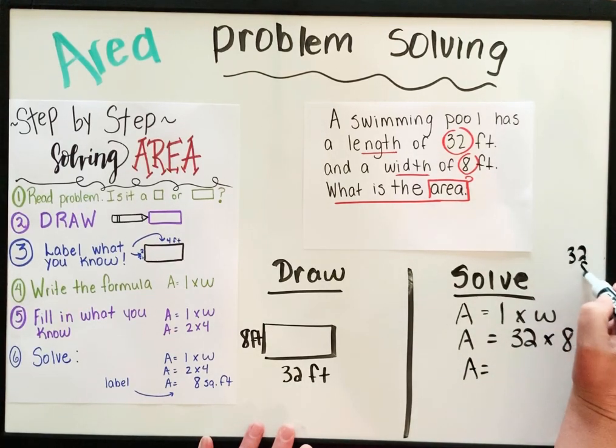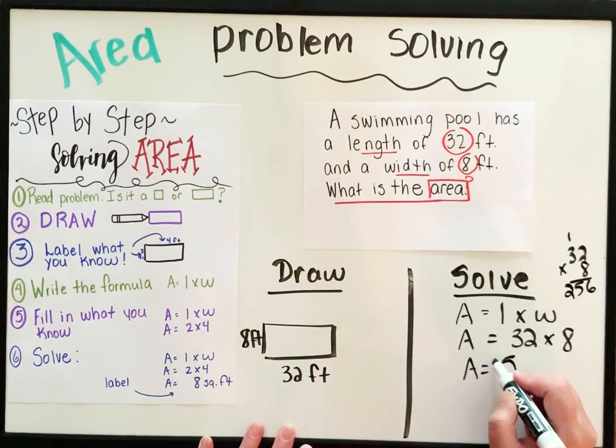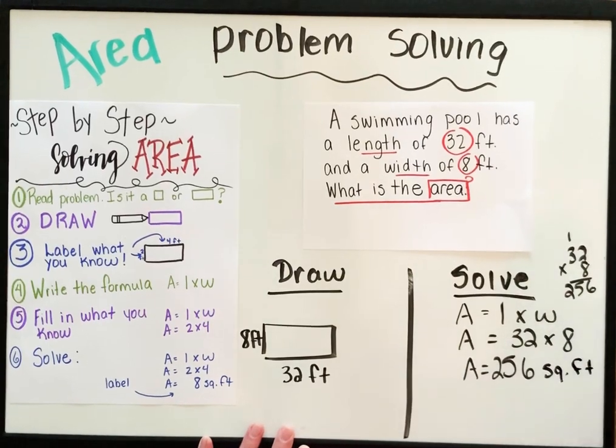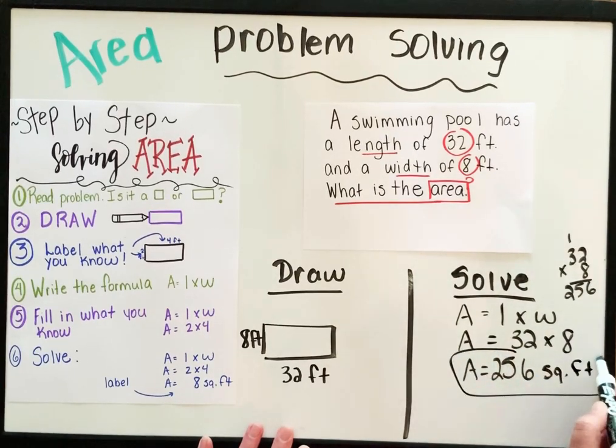So 32 times 8. 8 times 2 is 16. 8 times 3 is 24, plus 1 makes 25. So 256, and then last, put on your label. Square units of measure because area measures inside and we were using feet. So there's my answer, okay? Step by step. Let's look at another one.